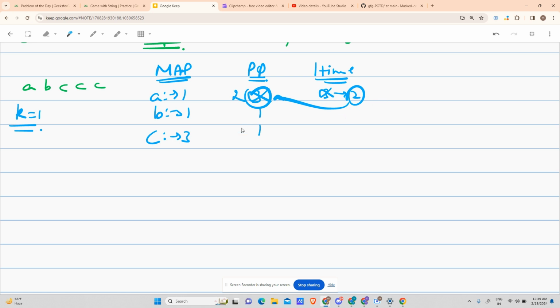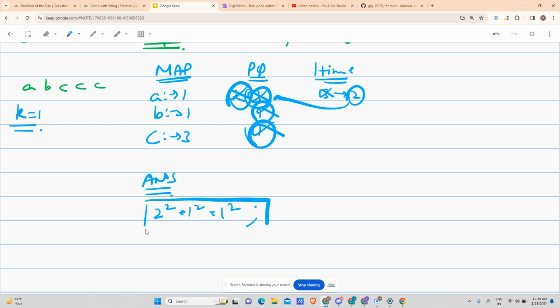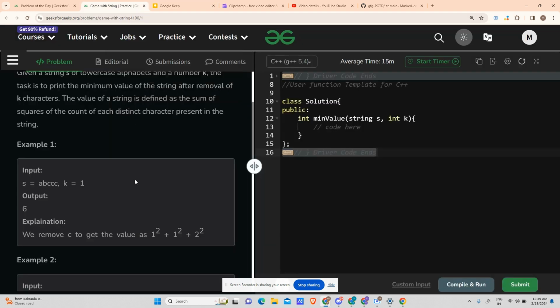After that, I compute my answer. How am I computing my answer? It will be 2 square, pop that out. 1 square, pop that out. 1 square, pop that out. This is my answer. That will be 4 plus 1 plus 1, that is 6. And if we check the given example, it is giving us 6 as our output. So without wasting any time, let's code it down.